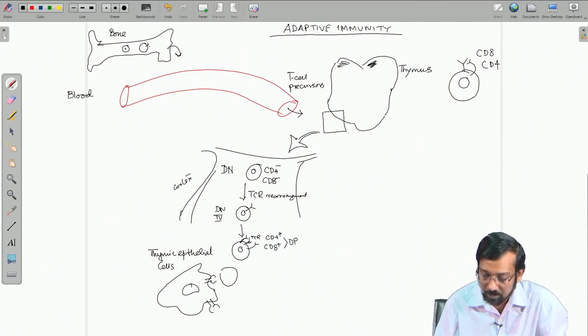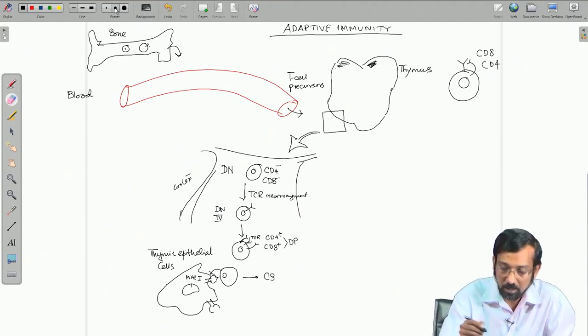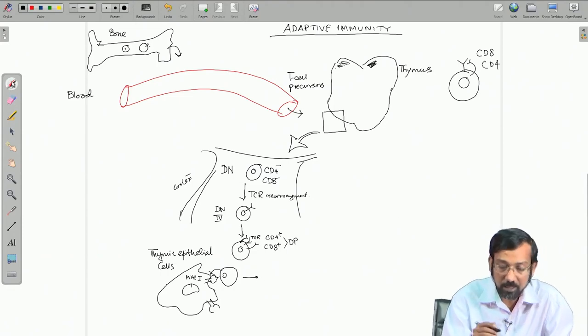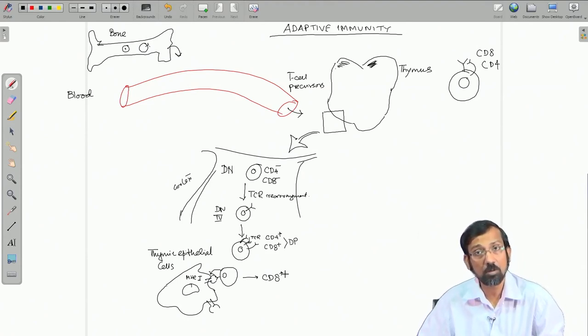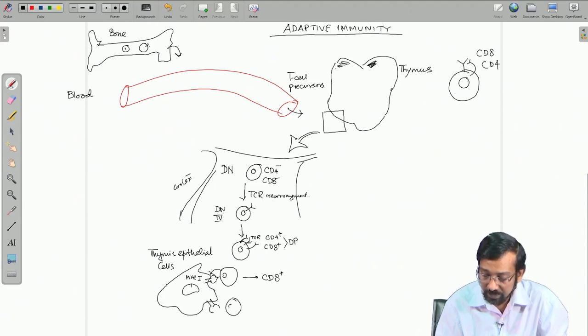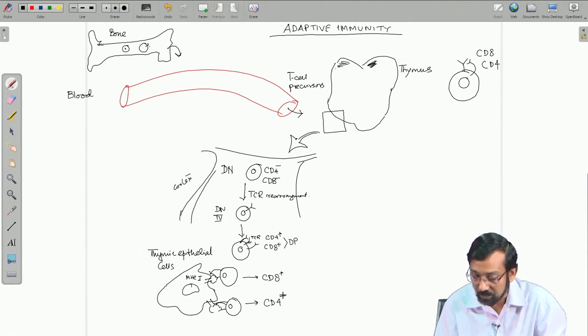If this double positive cell is interacting with an MHC class 1, then it is going to become a CD8 plus cell, expressing the CD8 co-receptor only. If it is interacting with a class 2 MHC, through the CD4 co-receptor, then it is going to be a CD4 plus cell.